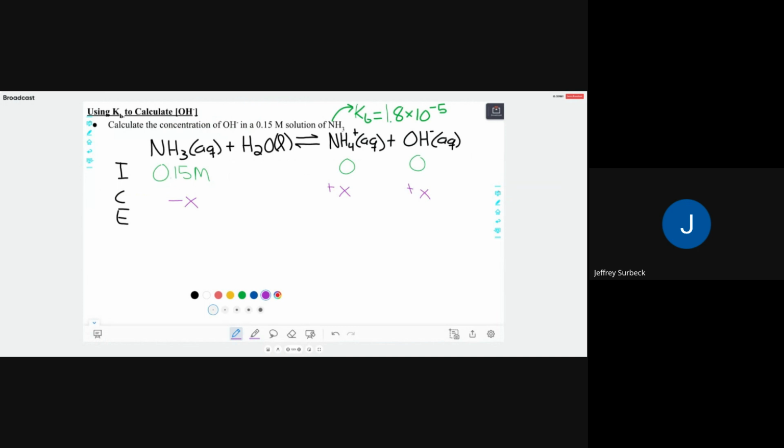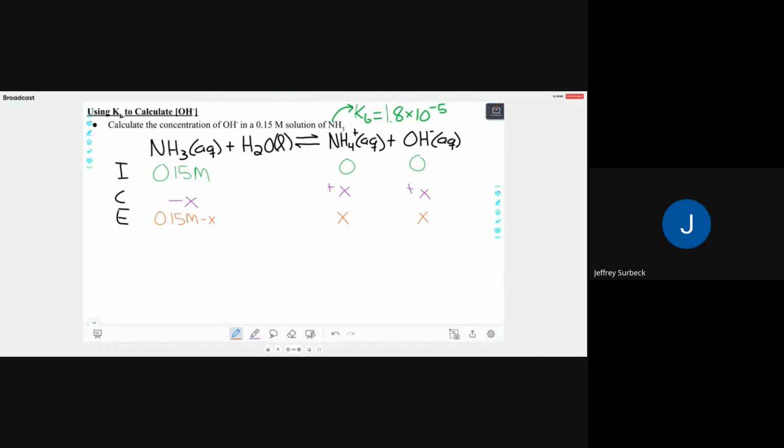Now, at equilibrium, we have the following. We have 0.15 molar minus X. We have X, and we have X. Okay? If we can start to forecast this out, if we plug this back in to our equilibrium expression, we would have to use the quadratic.